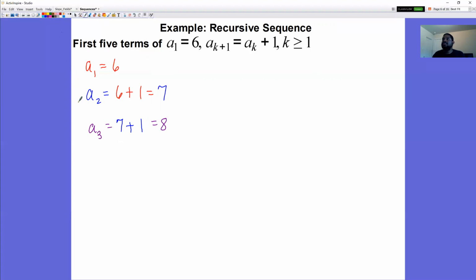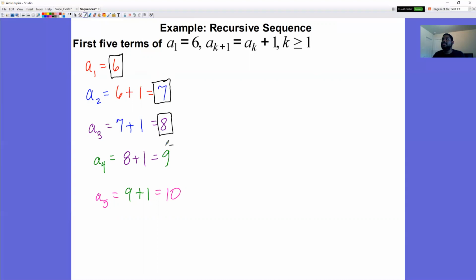Our fourth term is 8 plus 1, and that's 9. And then our fifth term is 9 plus 1, which is 10. So here are our first 5 terms of the recursive sequence: 6, 7, 8, 9, 10. Those are the first 5 terms of this recursive sequence.